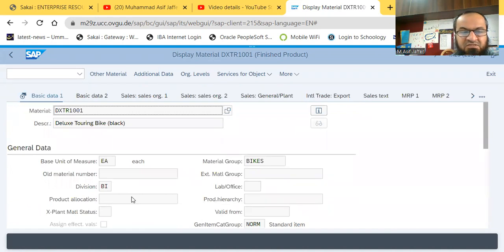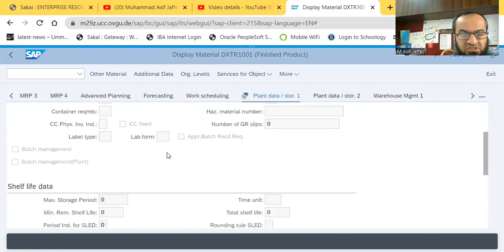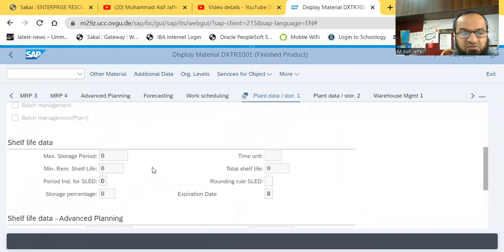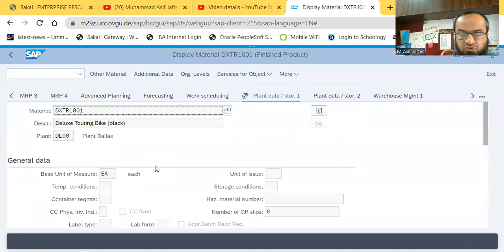Then we press enter, the system takes us to the second selected view, which was plant data storage 1. There is nothing important over here, although there is minimum storage period and minimum remaining shelf life. There's some data about the shelf life here, which is not populated, but it can be used in case there is a need to use it.